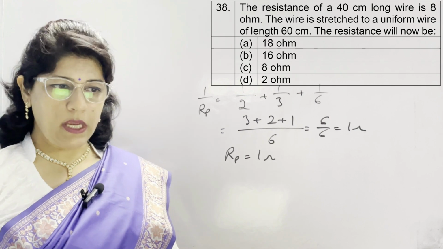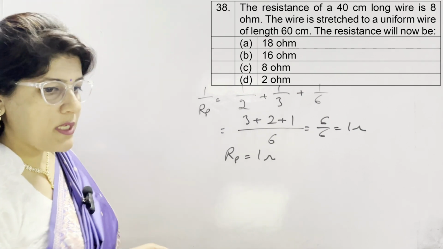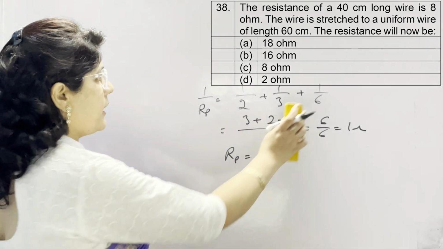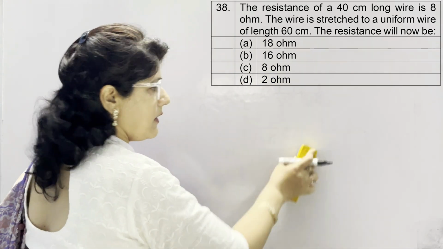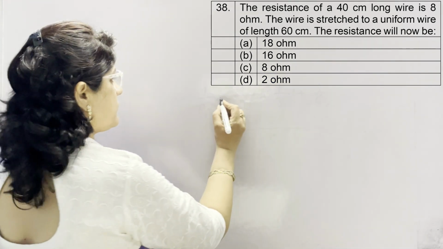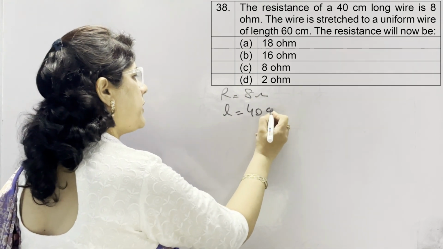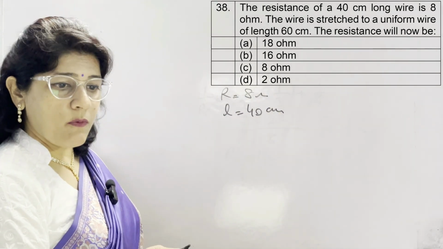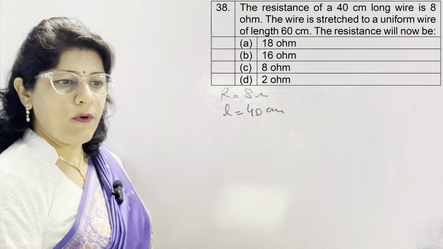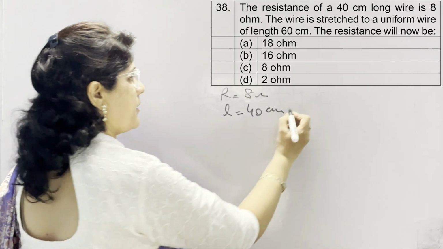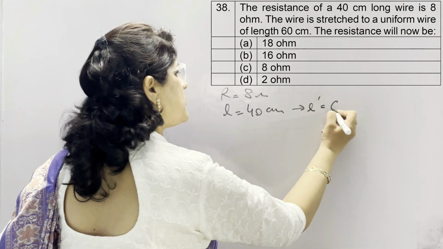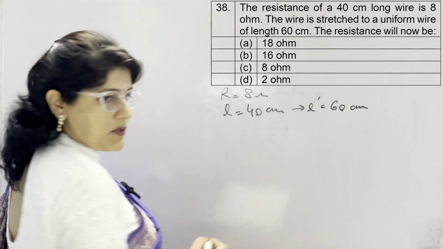In question number 38, the resistance of a 40 centimeter long wire is 8 ohm. Resistance is given as 8 ohm and the length of the wire is 40 centimeter. The wire is stretched to a uniform wire of length 60 centimeter. New length L dash is equal to 60 centimeter.